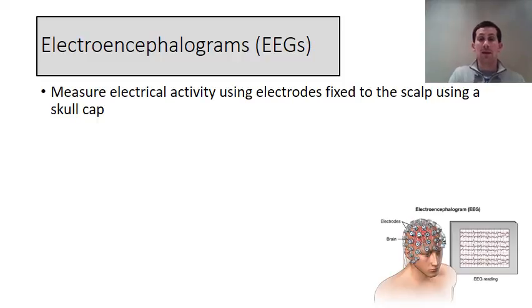The next one we're going to look at then is EEGs, and you can see the picture here. It's using electrodes attached to the scalp via a skull cap. So the person will be doing one here.